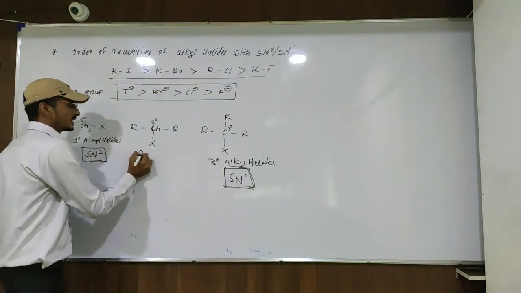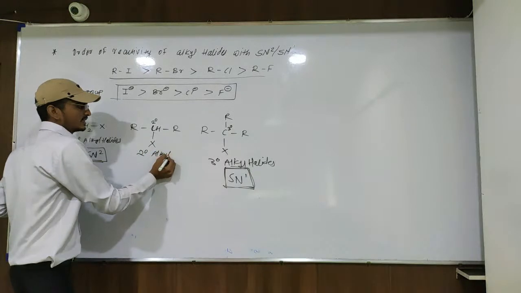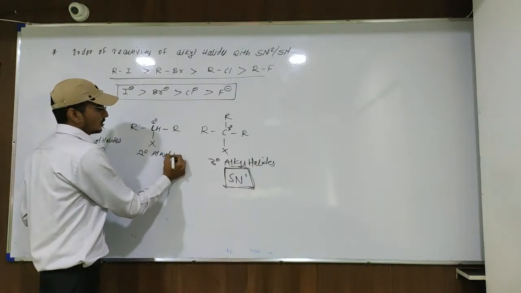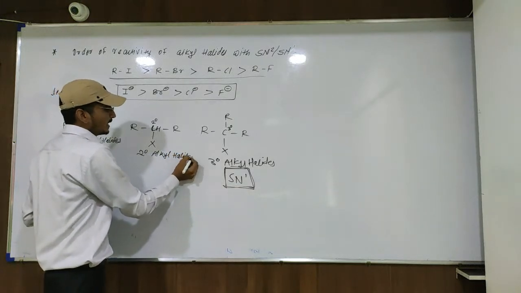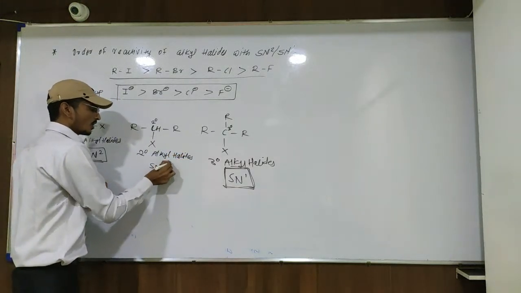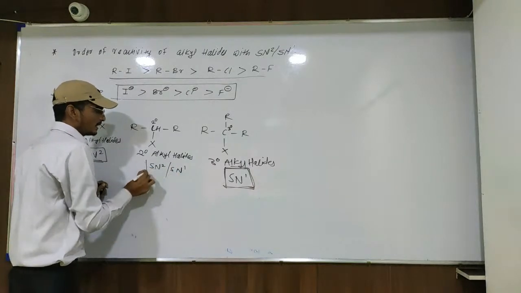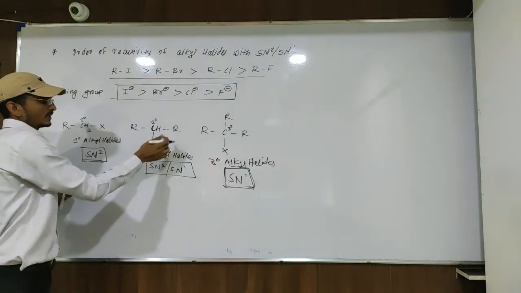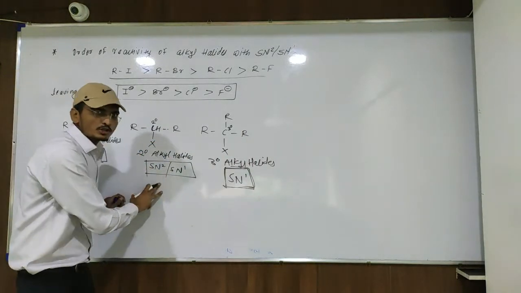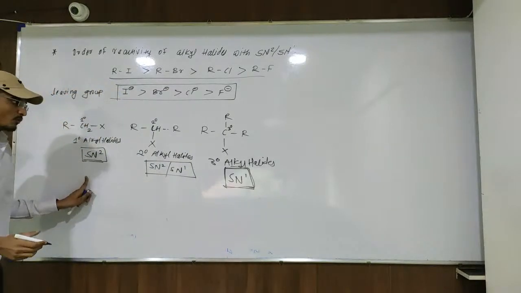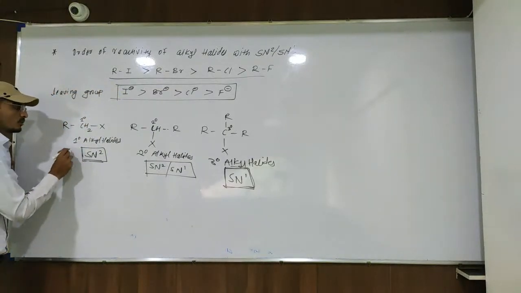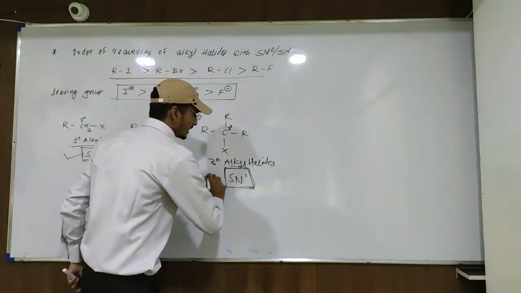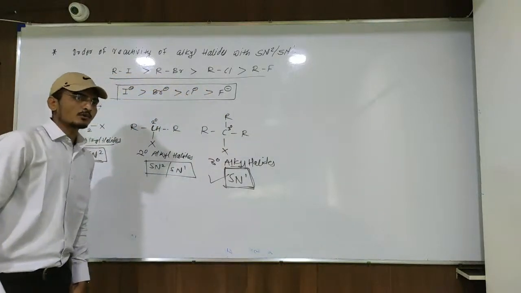But what about the secondary alkyl halides? Secondary alkyl halides are intermediate, in between SN1 and SN2. So secondary alkyl halides may show SN2 or may show SN1 depending on the reaction conditions. What is the substrate attached here? That is nothing but the secondary alkyl halide, which may show SN2 or SN1. But obviously, what about the primary alkyl halides? They always show SN2. What about the tertiary alkyl halides? They always show SN1.